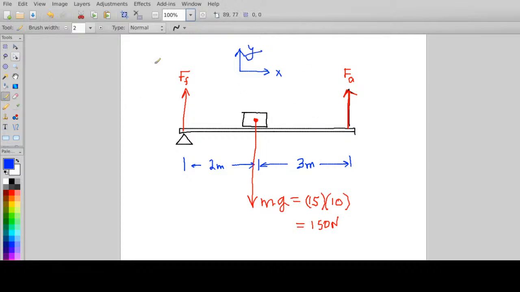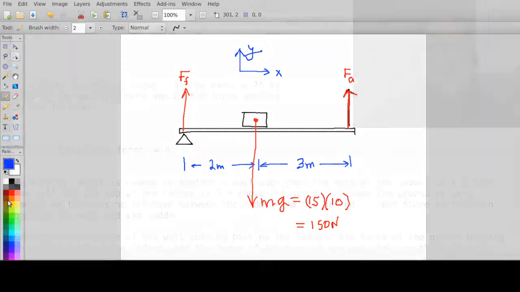Okay, but you'll notice that all the forces are either up or down. And so in this case, all of the forces are in the y direction, either parallel or anti-parallel to the y-axis. There are no forces in the x direction.